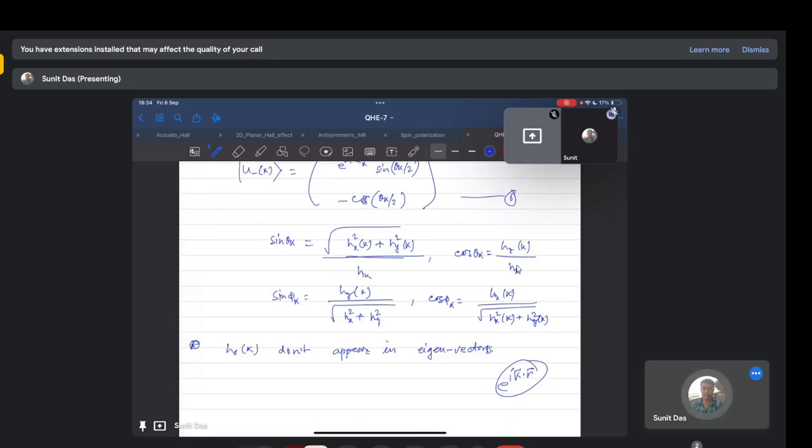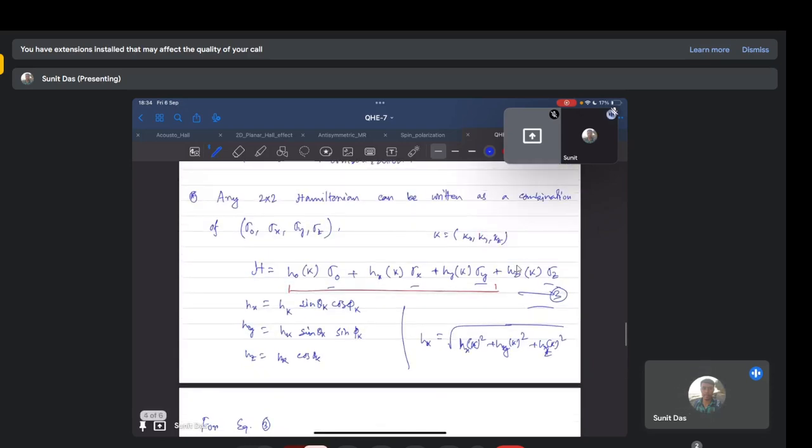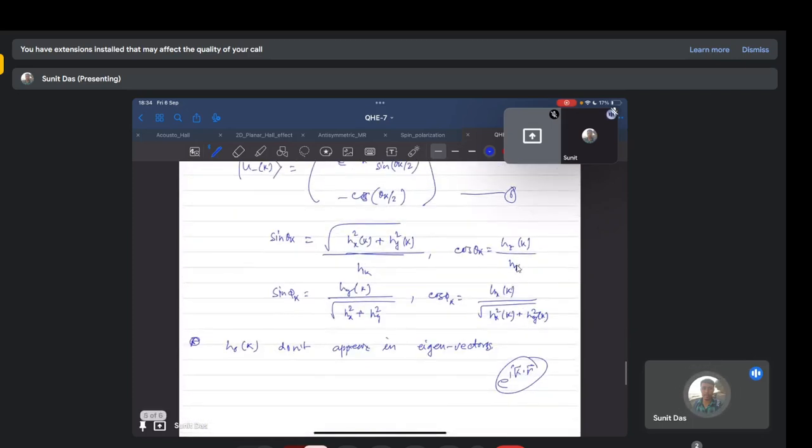Okay, so equations 5 and 6 are actually a very general expression for the eigenstate for a given Hamiltonian of equation 3, which we can always write for any 2 by 2 Hamiltonian. So we just need to find out, or segregate, the terms which are h0, hx, hy, and hz, and then we can determine these eigenvalues and eigenvectors.